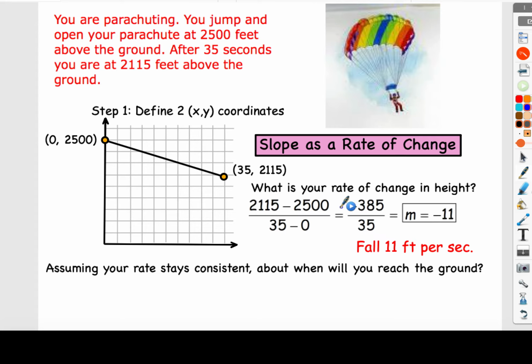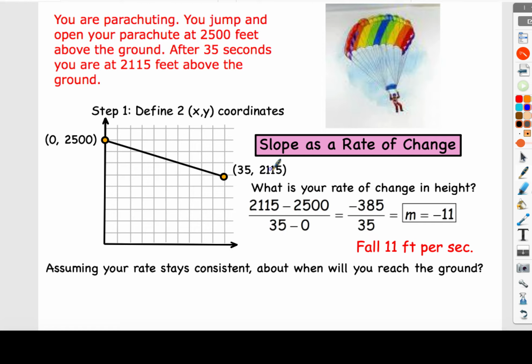We went down 385 feet over 35 seconds, but over the course of every 1 second, from left to right, if we just went 1 unit right, we're technically going down 11. Down 11, right 1, down 11, right 1, down 11, right 1. And that would keep us right on our line. Assuming your rate stays about constant, when will you reach the ground?